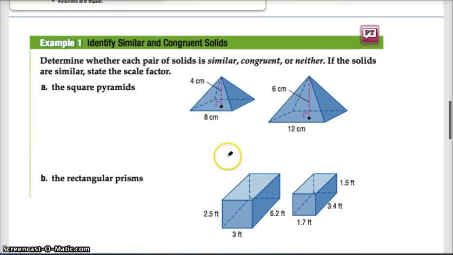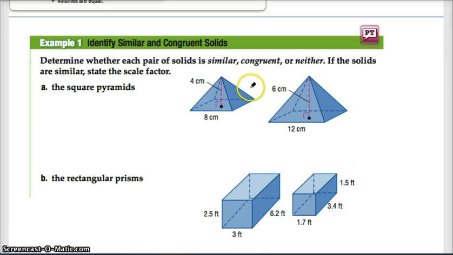So this example gives us an opportunity to determine whether each pair of solids is similar, congruent, or neither. And if the solids are similar, state the scale factor. And that's what I was calling the common ratio. So we'll call it the scale factor from here on out. So remember, any linear side has to have the same ratio to a linear side of the corresponding figure. So watch this.